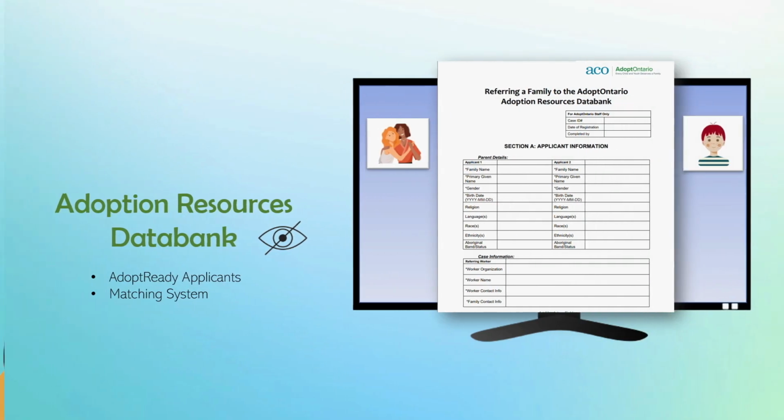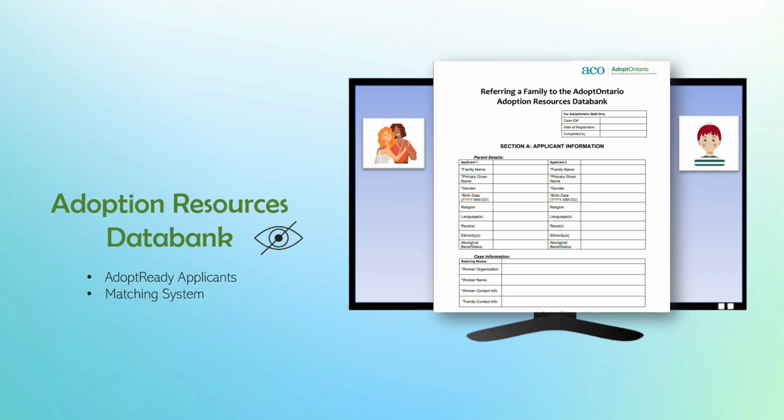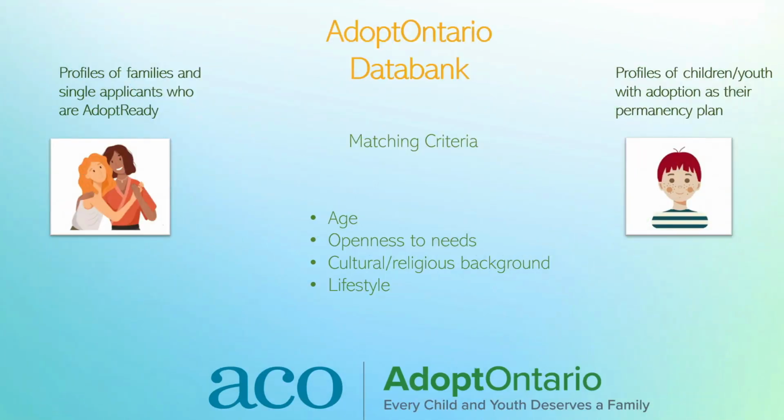Okay, now let's take a look at the professional site, also known as the Adoption Resource Data Bank. Now, the Adoption Resource Data Bank is the part of the website that only professional workers can see. Once you have registered for the data bank, our matching system helps us find similarities between yourselves and children and youth who are also on that data bank. Let's explain that further though.